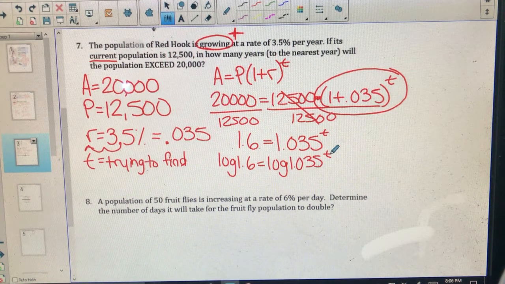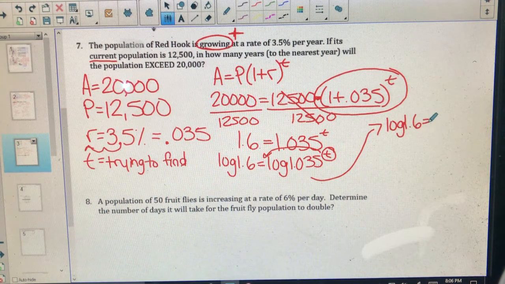Now the whole point in taking the log of both sides was to get that variable out of the exponent. You're going to take that variable and bring it down to the front of the log, on the right side, because that's where the variable is for this one. So I'm just going to scoot this on up over here, and I have the log of 1.6 equals now t log of 1.035. And then we're almost done here.